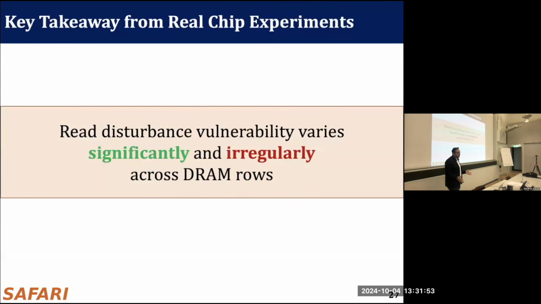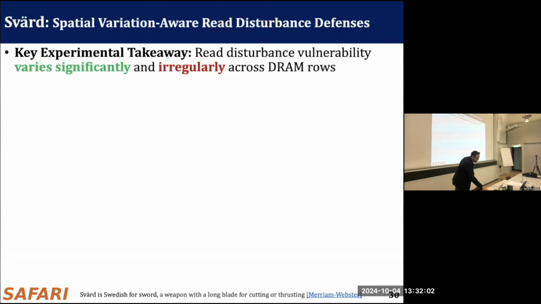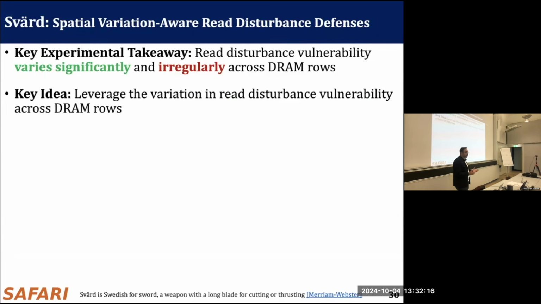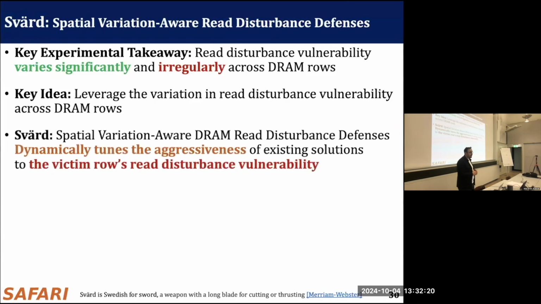So the disturbance vulnerability, so far as we can investigate, very significantly and irregularly varies across DRAM rows. And this is the full paper. So based on this, we designed a new mechanism called Svärd. Our key experimental takeaway is that it varies significantly and irregularly. So our idea is to leverage the variation across DRAM rows to enhance the existing mechanisms.